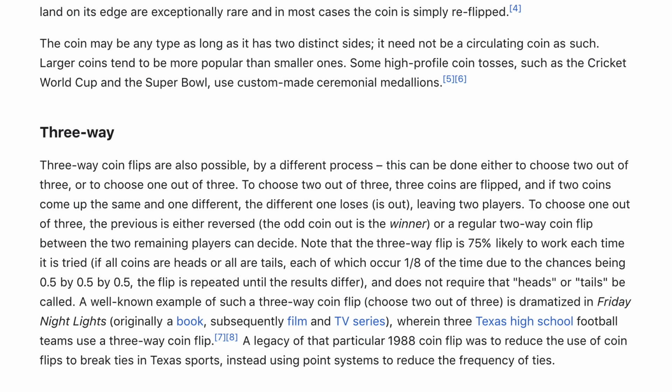A well-known example of such a 3-way coin flip, choose 2 out of 3, is dramatized in Friday Night Lights, originally a book, subsequently film and TV series, wherein 3 Texas high school football teams use a 3-way coin flip. A legacy of that particular 1988 coin flip was to reduce the use of coin flips to break ties in Texas sports, and instead using point systems to reduce the frequency of ties.